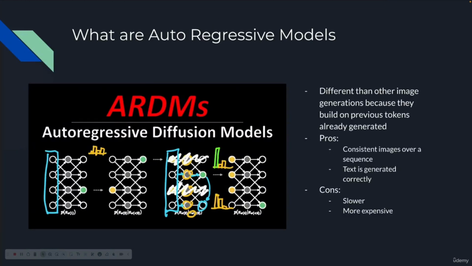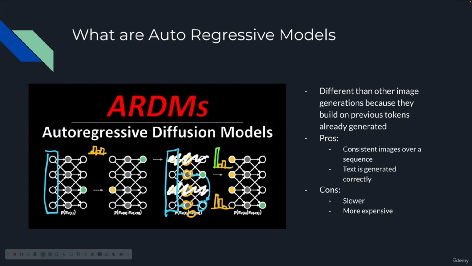So what are autoregressive models? This is more similar to the current way that chatbots generate text like paragraphs and stories. It's different than other image generation models so far because it is building upon previous tokens that have already been generated. This makes it much more similar to paragraph generation and text generation. And the pros are that it creates consistent images over a sequence and it maintains a context. However, it is much slower and much more expensive.